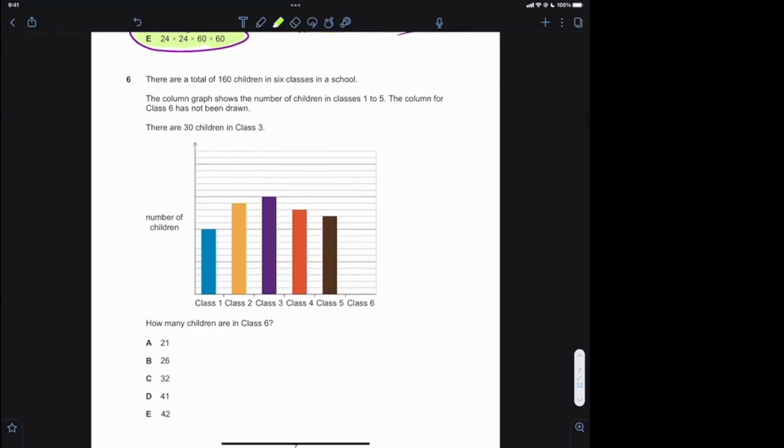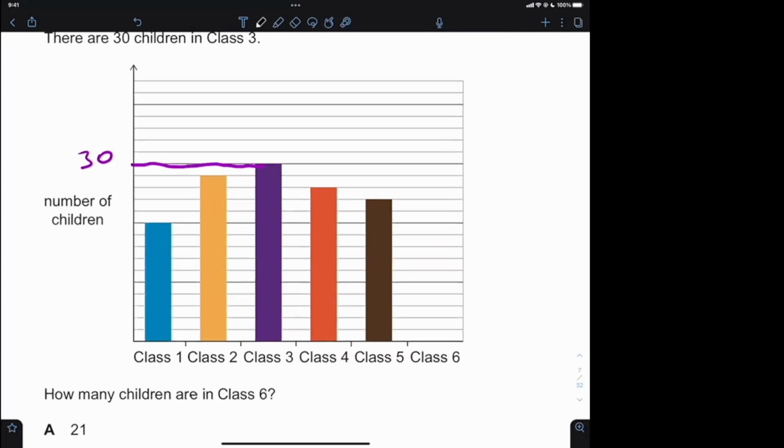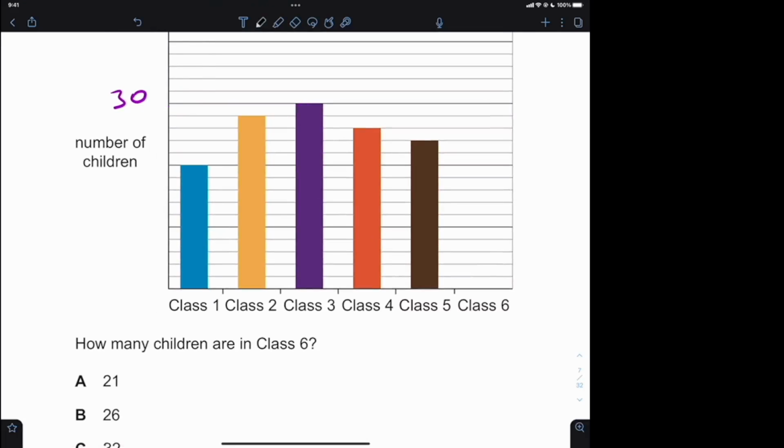Question 6. There are a total of 160 children in 6 classes in a school. The column graph shows the number of children in classes 1 to 5, and the column for class 6 has not been drawn. There are 30 children in class 3. So we know that this here, class 3, is 30. Let's work out first of all what these markings are. If this is 30, we can see that this would have to be 20. This line here, because you can see the slightly bolder lines, they're exactly 5 lines apart, and this would have to be 10 here.